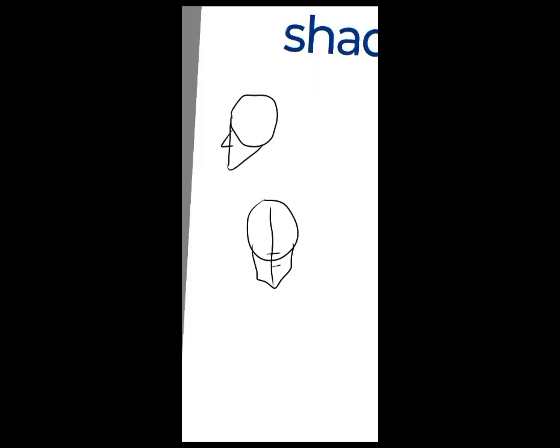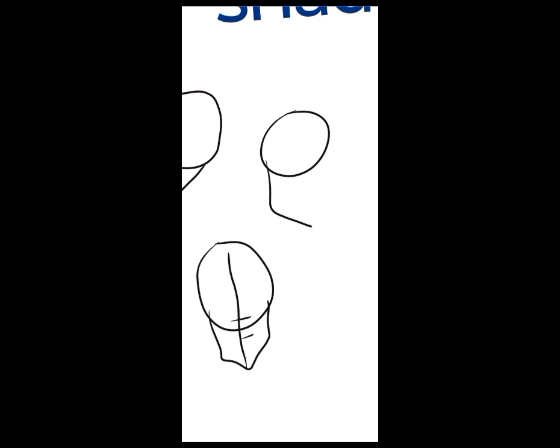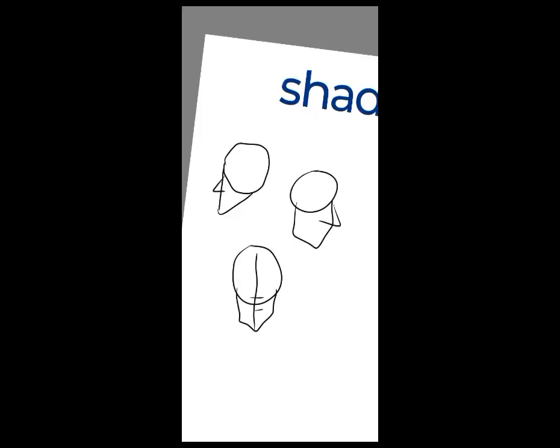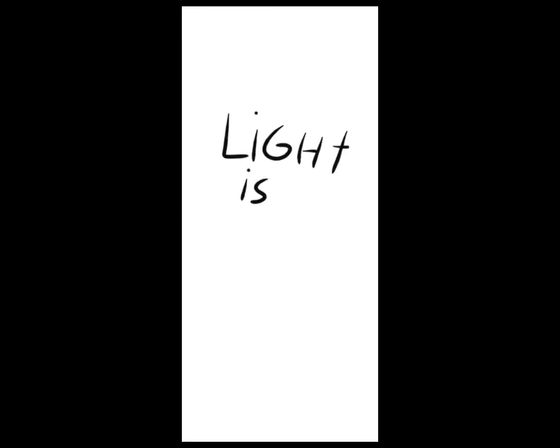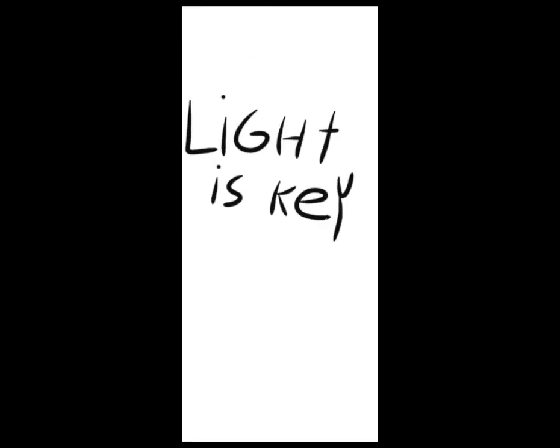So a side view of a human, the light would be different. A front view, depending where the light is and the value. Any angle of a human body can be shaded anywhere. So the light is dependent. Where you have the light in your drawing is pretty much key to the shading.